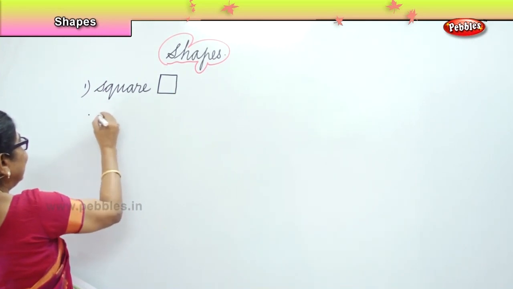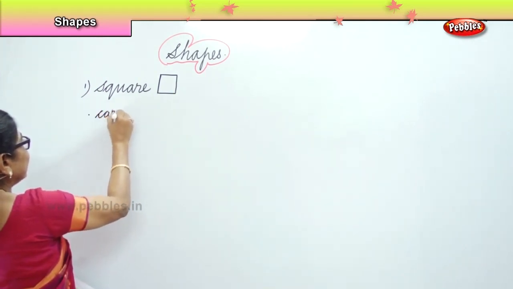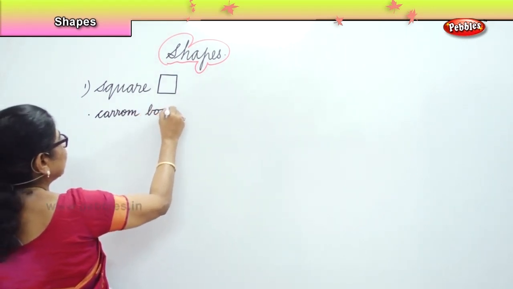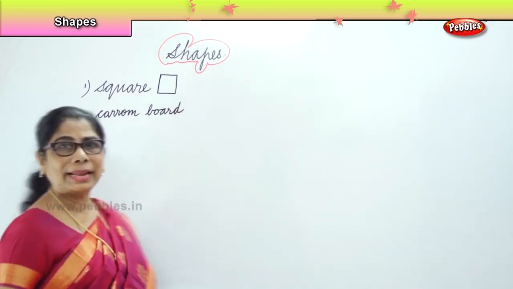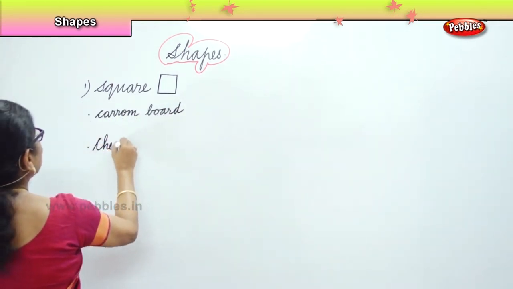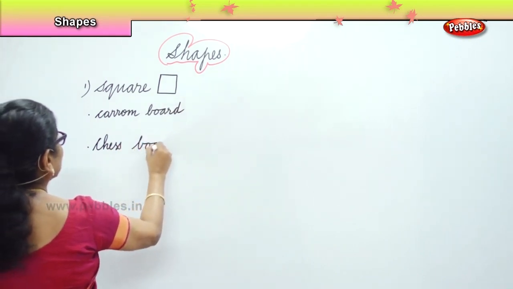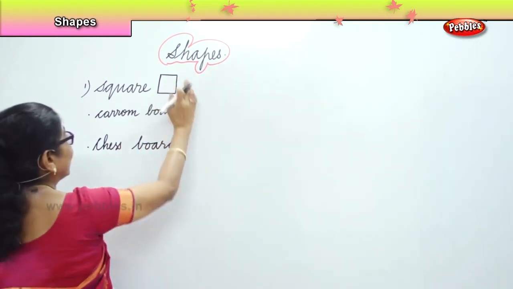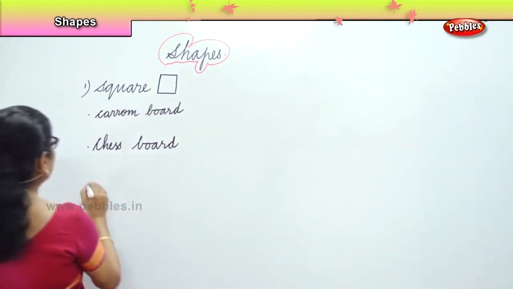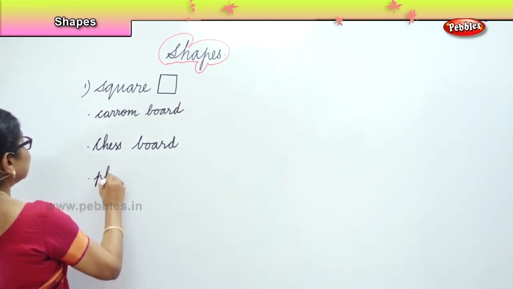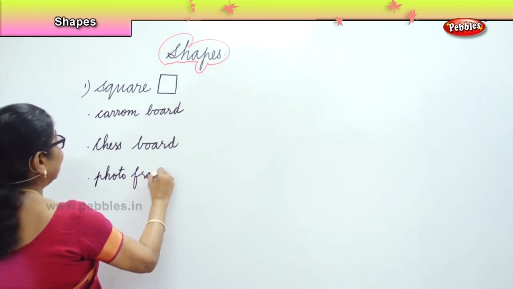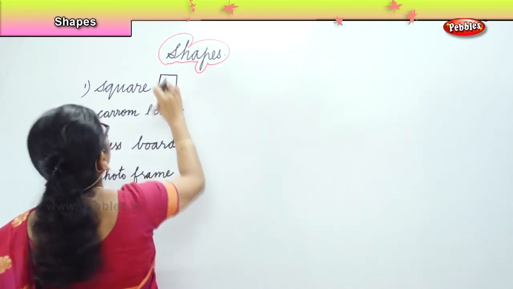Okay, number one, carom. Your carom board. What else? Your chess board. Very good. What else is in the shape of a square? What else? You have a photo frame. Very good. Your photo frame that can be found in square shape. Okay?